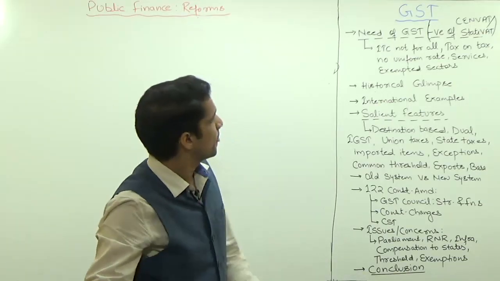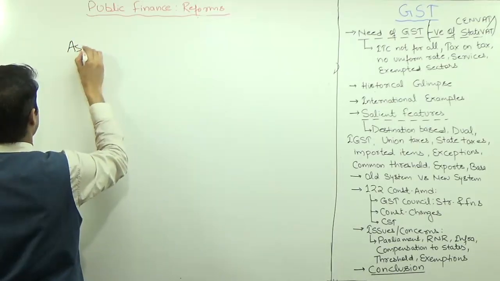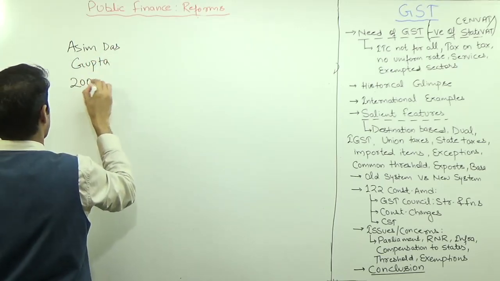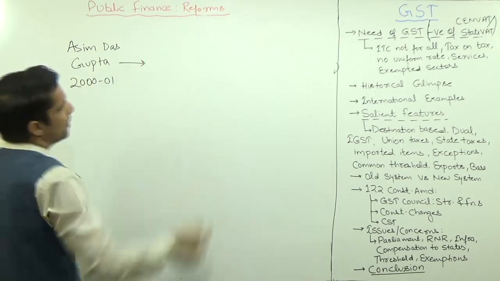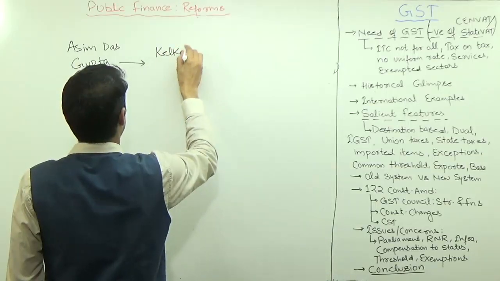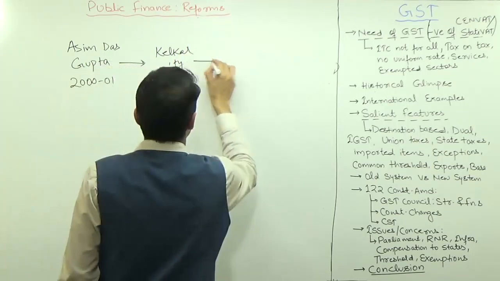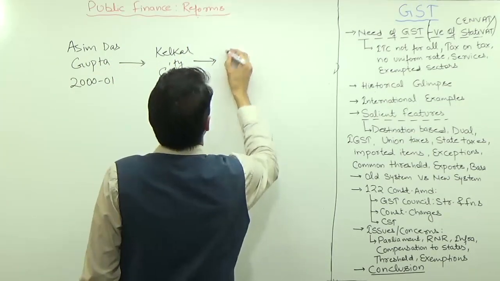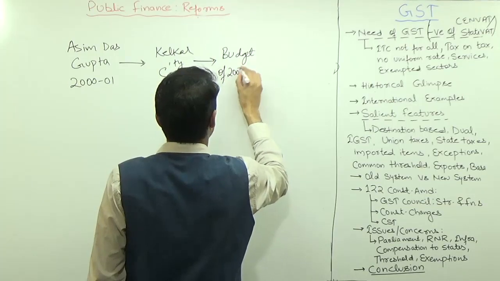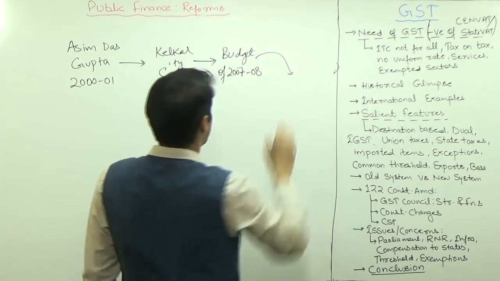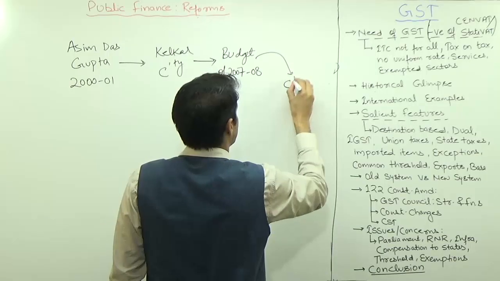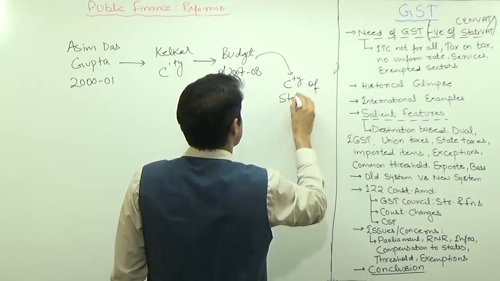Then the historical glimpse. It is like the Asim Dasgupta committee. In 2001, first of all, they recommended that there should be GST in India. After this, the Kelkar committee was set up. They also recommended there should be GST. After this Kelkar committee, it was mentioned in the budget of 2007-8 as provisions that we are going to implement GST by 2010. So to implement by 2010, they created a committee of state finance ministers.